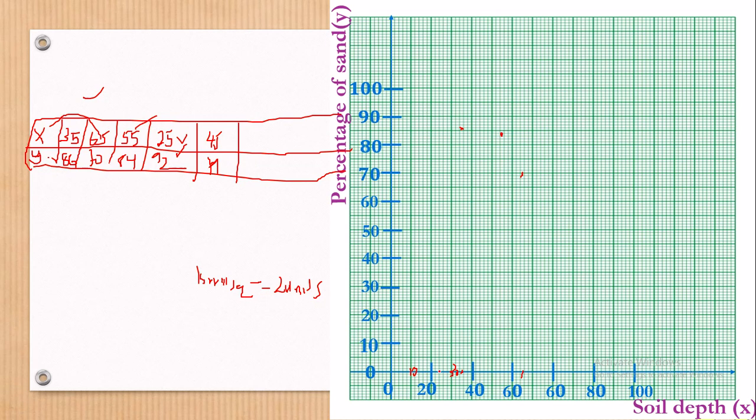25 is 20 is here, so 25 is midway here. 92, move up, up, up, up, up, up, up. This is 90, 91, 92. It is good to know your scale very well. That's what another point will be.